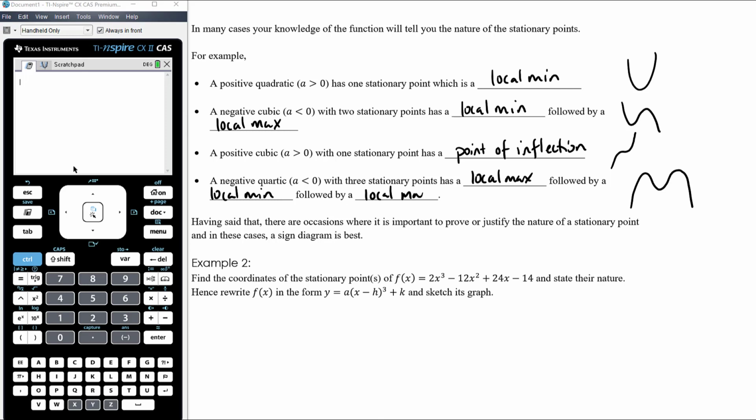So being able to combine together your knowledge of the graph shapes with what you're calculating should enable you to determine the nature of the stationary points without necessarily having to use the sign diagram. As I said though, there are definitely places where you need to be able to generate the sign diagram.